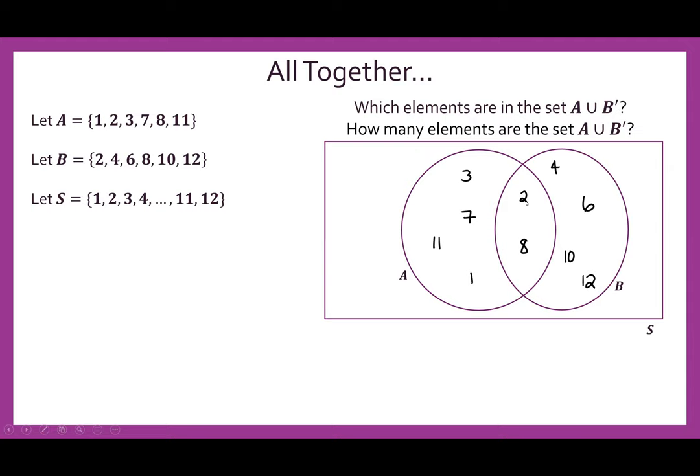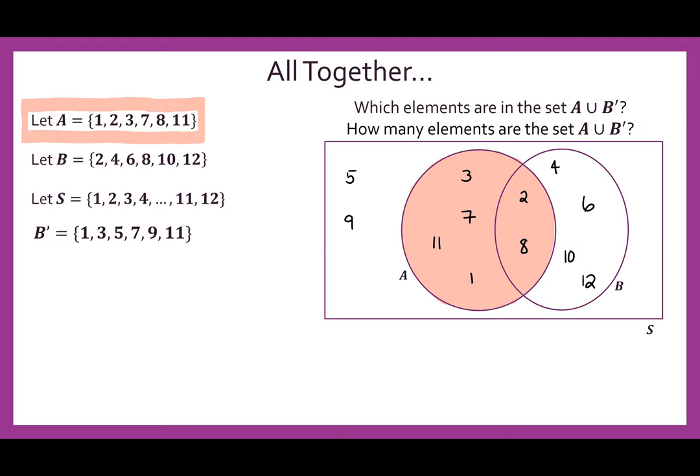Right, so if I had a 2 over here and a 2 over here, that's not appropriate because that 2 appears in both sets. It needs to be listed one time in the intersection. And so now I'm going to highlight set A, and I'm going to highlight set B complement, or B prime. So again, B prime is everything that's not B. So it's everywhere outside of B.